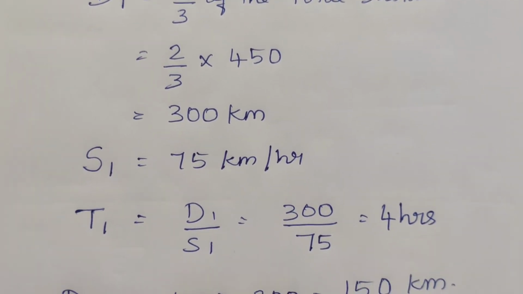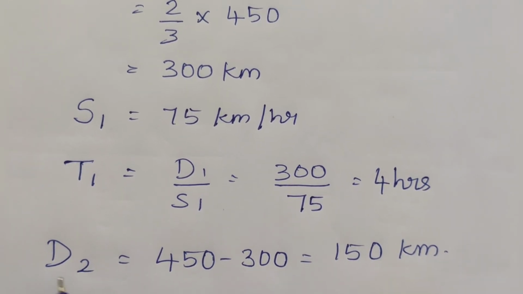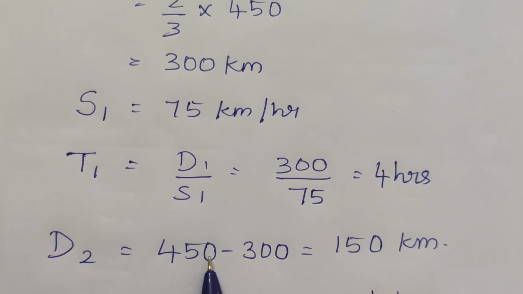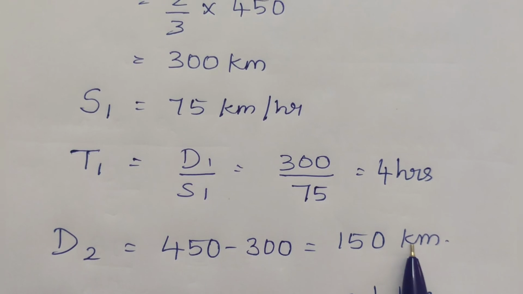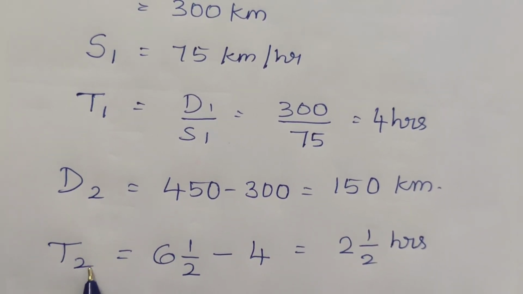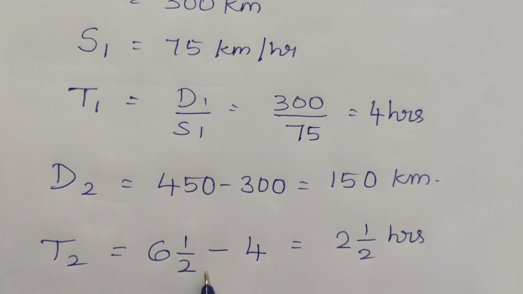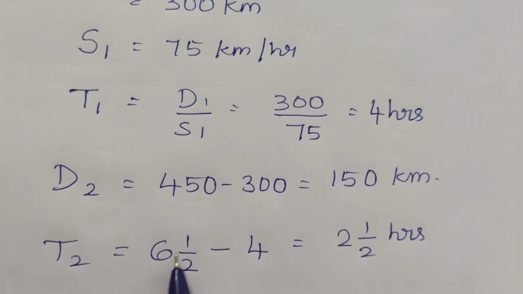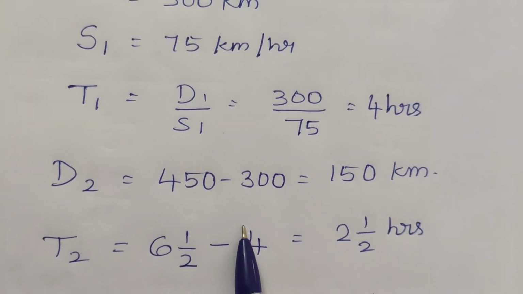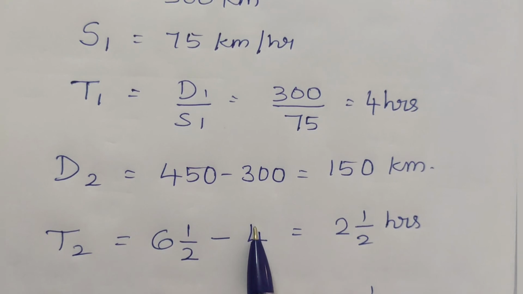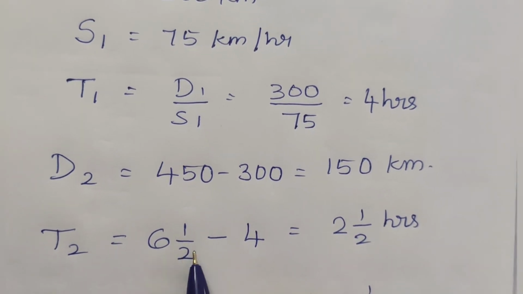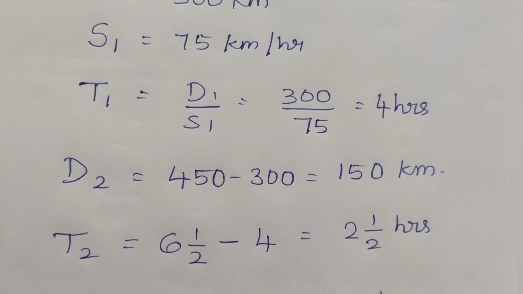Okay. Now, the balance distance left, distance 2, is equal to total distance 450 minus 300, 150 km distance is left. Now time 2: total time he has to finish the journey is 6 1/2 hours minus the first part; to finish the first part of the journey he took 4 hours. So 6.5 minus 4 is equal to 2.5 hours.